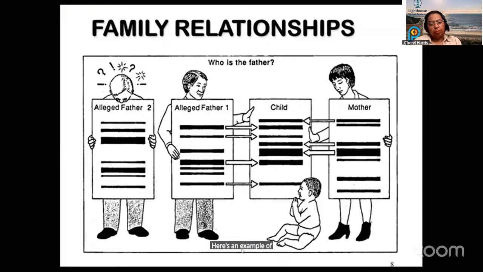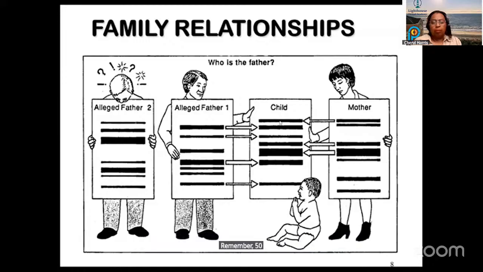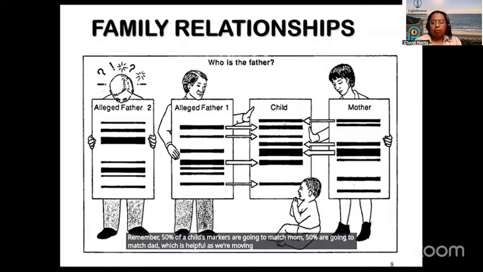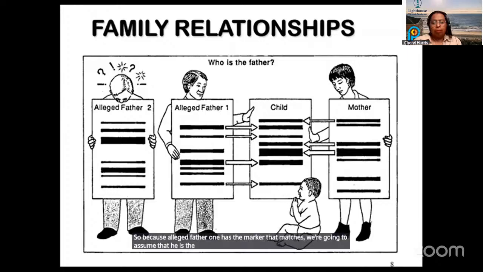Here's an example of how family relationships can use genetic profiling or DNA profiling. You see we have a child here, and if I am trying to exclude one of these 2 men as the father of that child, I can use this DNA profile. Remember, 50% of a child's markers are going to match mom, 50% are going to match dad, which is helpful as we're moving through. You can see this first marker matches mom. And the second one does not match mom, which means it must match the father of this child. Because alleged father 1 has the marker that matches, we're going to assume that he is the father of the child.